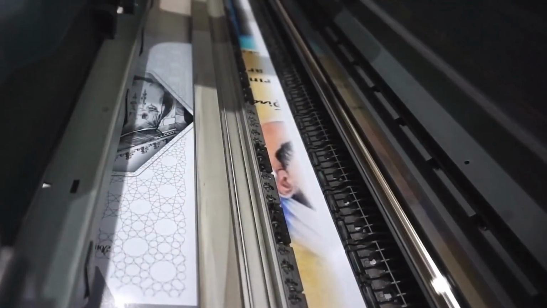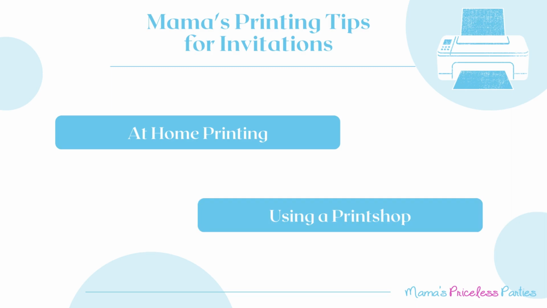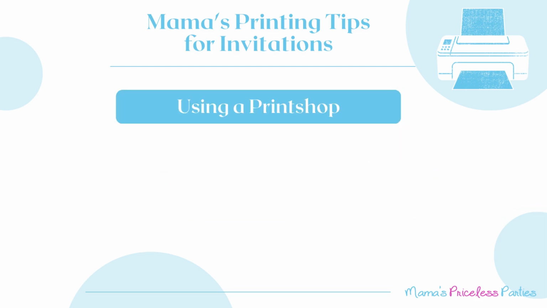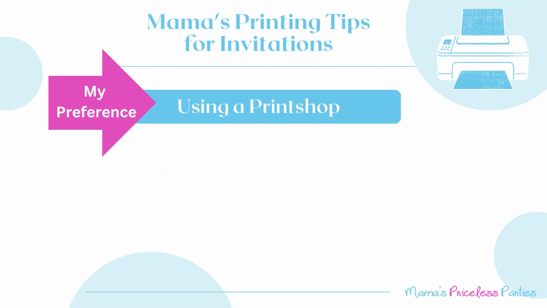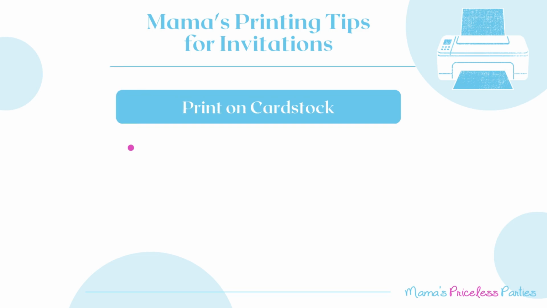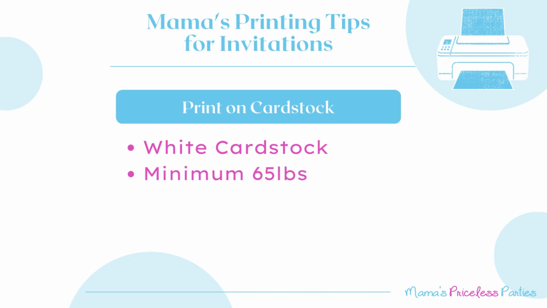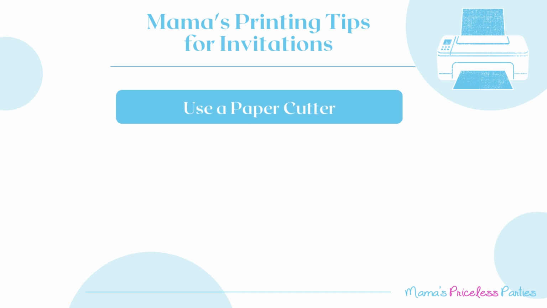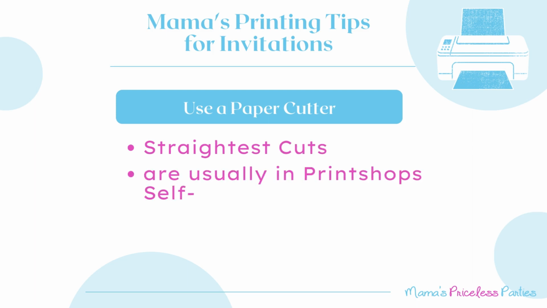So your options are to print at home or at a print shop. My personal preference is a print shop such as Staples because they have professional printers which give out great color quality and give a more professional look. Either way, you will need to print on white cardstock that is at least a minimum of 65 pounds. Once you're finished printing, then you just need to cut them, and I would suggest using a paper cutter for exact lines. If you don't have one at home and you use the print shop, they typically have them in the self-serve area.